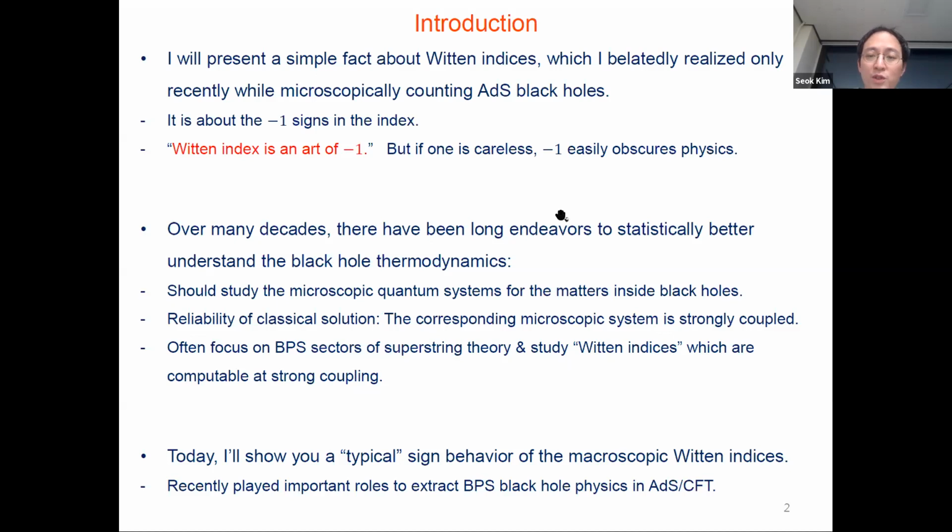So the role of Witten index in doing some quantitative black hole thermodynamics is very significant. So I'm going to show you a kind of typical behavior about the signs appearing in the index when this index becomes macroscopic. And this plays some role to extract the correct physics of the BPS black holes in the context of AdS/CFT.